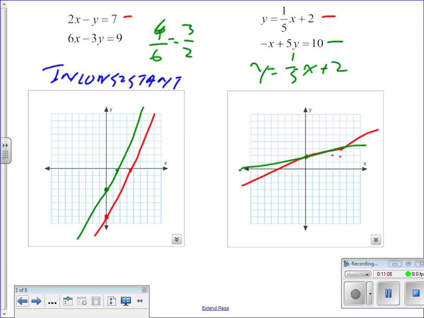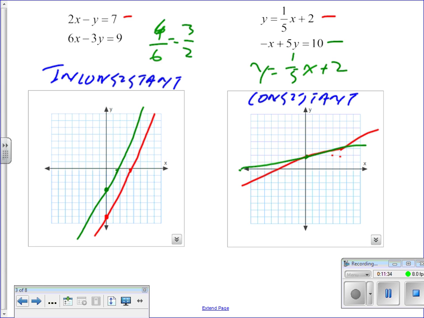This is one of the ones where graphing it really doesn't go well. If I had used a ruler, it would have helped, right? Okay, and there are ways to graph straight lines that are better than this. I really don't care. But this one is consistent because technically it has an infinite number of solutions, because technically they are the same line.